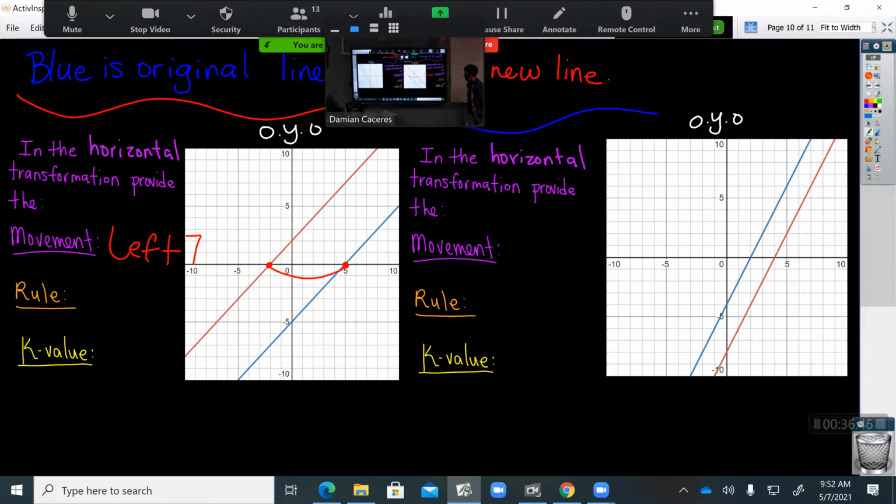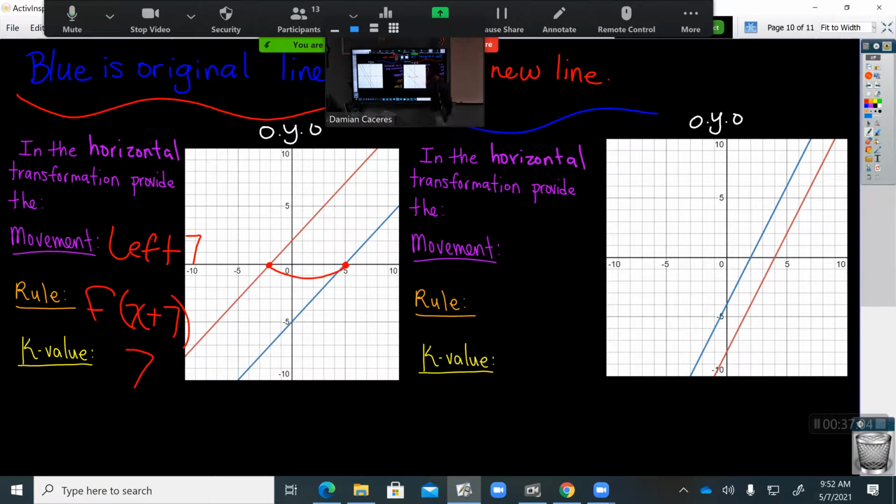7 units. Now the rule for left 7 is f of, and in the parentheses, x plus 7 because left is positive. And now you know the k value is right there looking at you, positive 7.